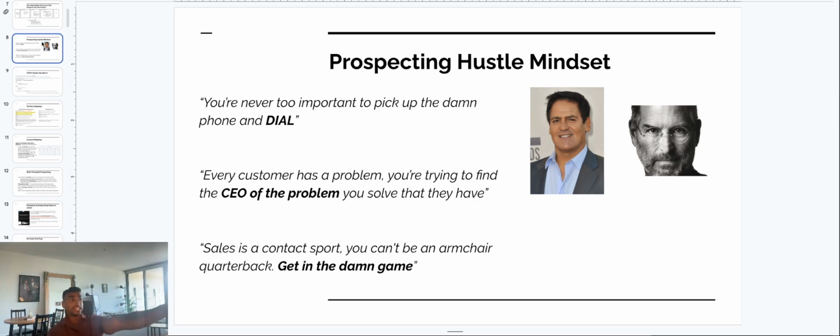And if it helps, get a photo of Mark Cuban and put it on your wall so that Mark's staring at you every day. And every day you find yourself being a bitch, you can look at Mark and go, hey, if the owner of the Dallas Mavericks, a billionaire at the time, can make cold calls, I can make cold calls. Okay, so that's so important to have.